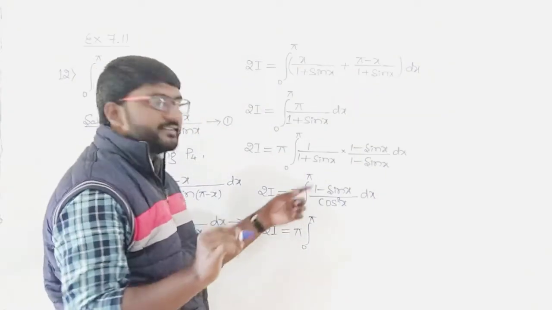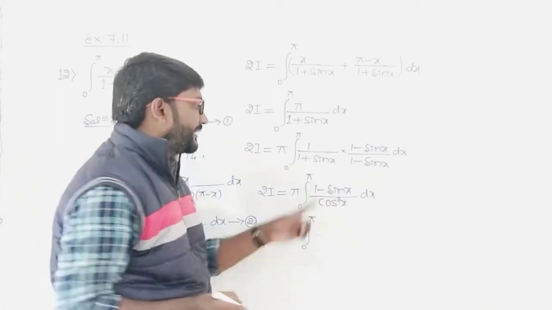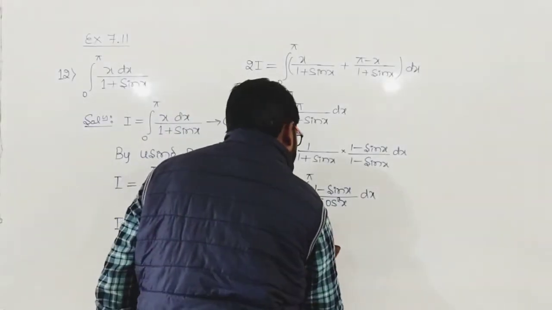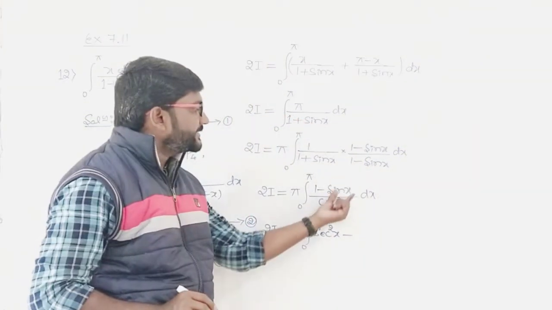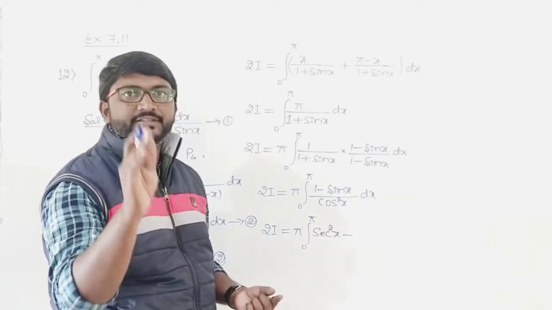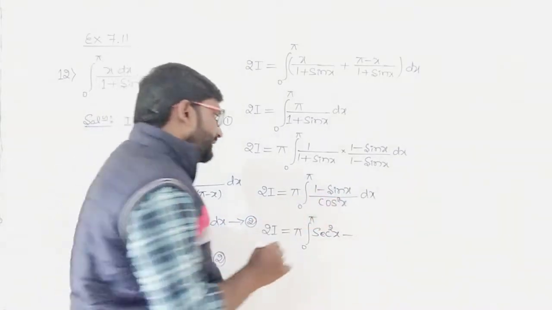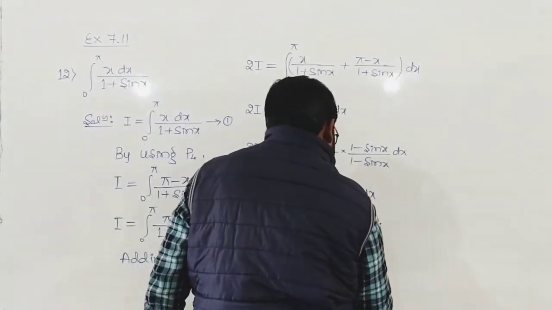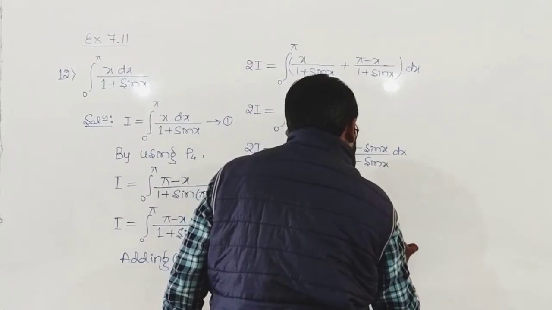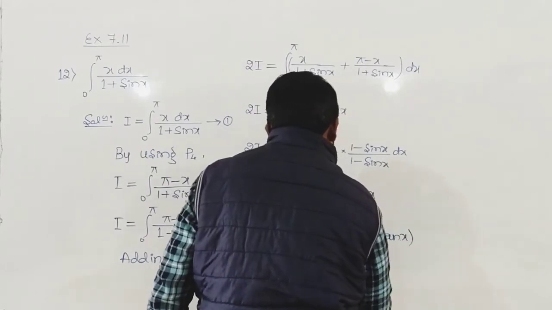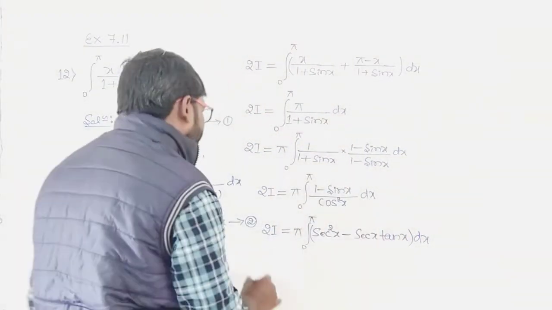Now 2I is equal to pi into integral 0 to pi. So here split this into two terms. We get 1 by cos square x minus sin x by cos square x. 1 by cos square x will be secant square x. And minus, here we get sin x divided by cos square x. Sin x by cos x will be tan x. And we have one more cos x in the denominator, that will be secant x. So it can be written as secant x into tan x dx.